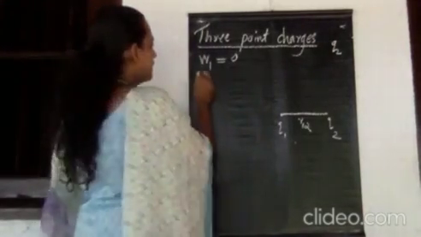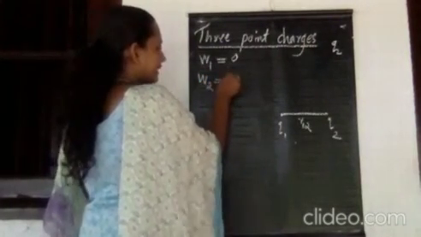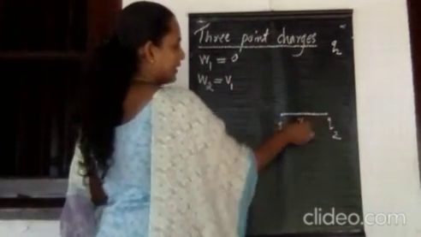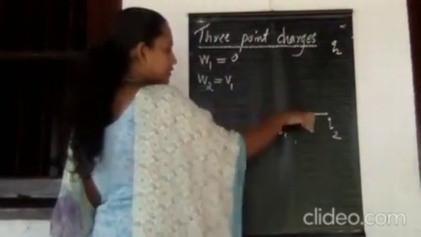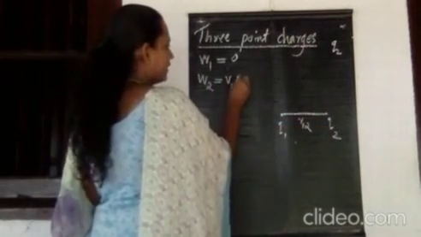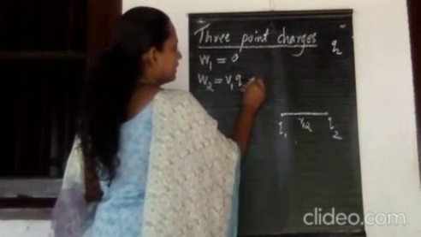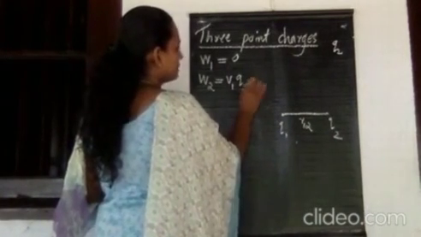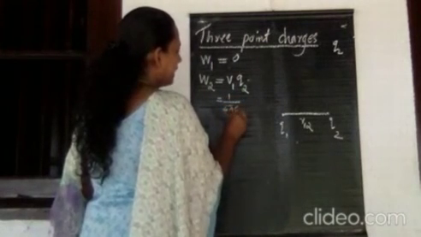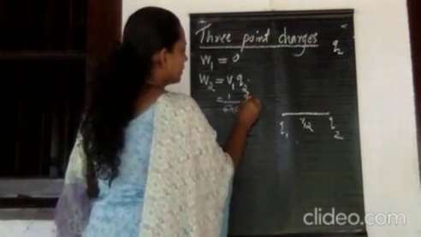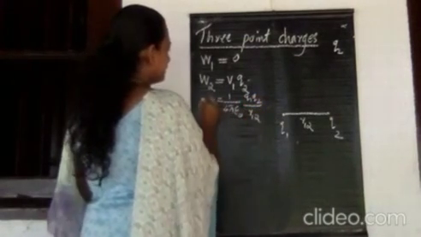What was the expression? W2 is equal to the potential at that point. The potential at that point is the potential due to this charge Q1. Therefore, that is V1 into the charge. Which charge is coming? Therefore, that is Q2. And what was that expression? That is equal to 1 by 4 pi epsilon 0 Q1 Q2 divided by R12. That is W2.